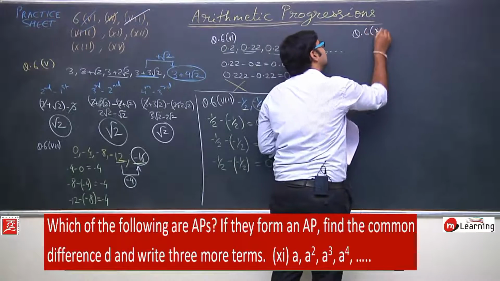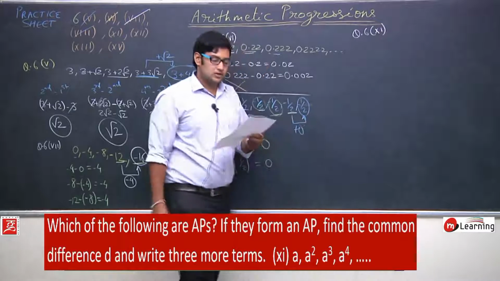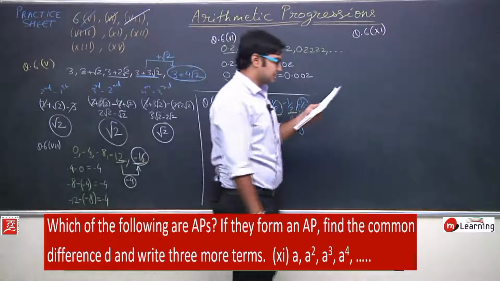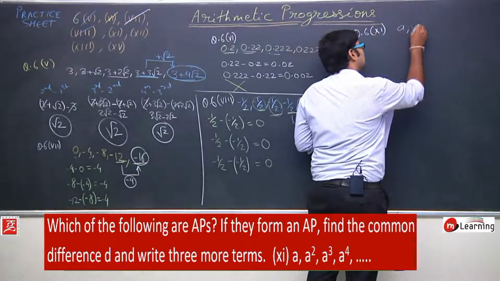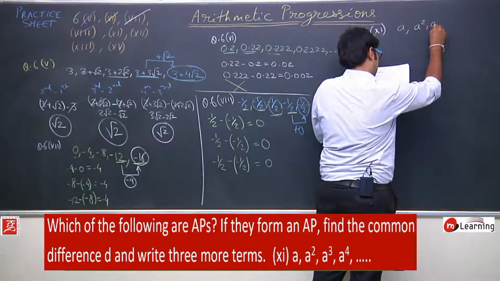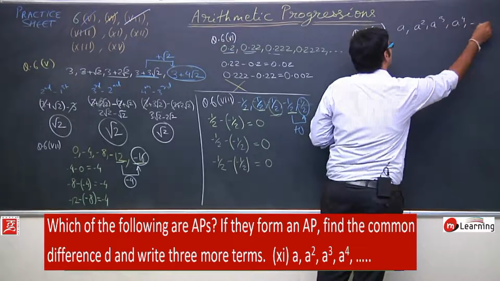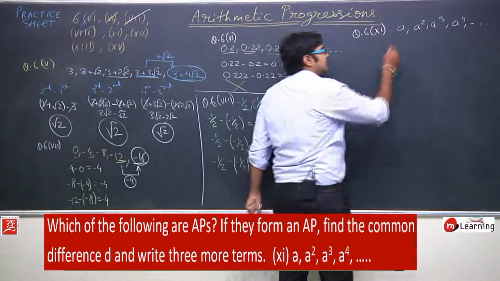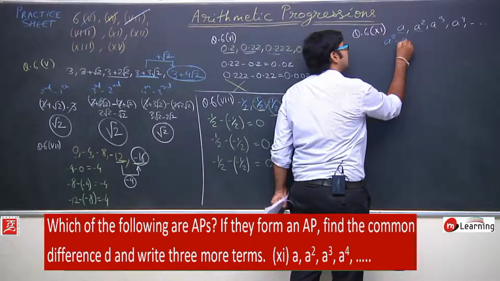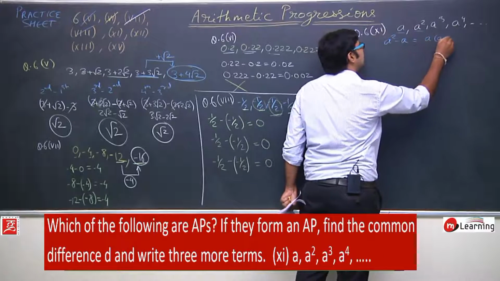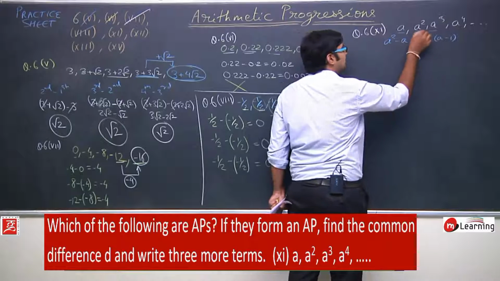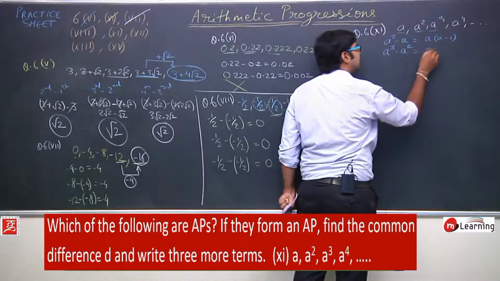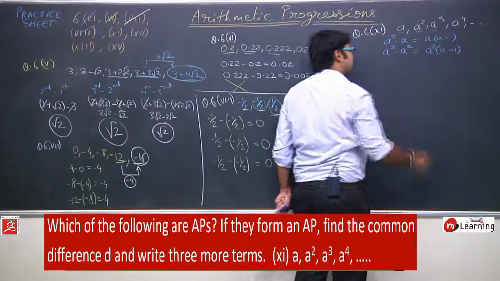Question number 6, 9th part, sorry 9th now, this is 11th part, let's discuss. Question number 6, 11th part. The list of numbers is a, a square, a to the power 3, a to the power 4 and so on. So whether this is an AP or not, let us check it. Second term minus first term, a square minus a, it means this is a times a minus 1. Okay. Then third term minus second term, third term is a cube minus second term is a square, it means it is a square times a minus 1.